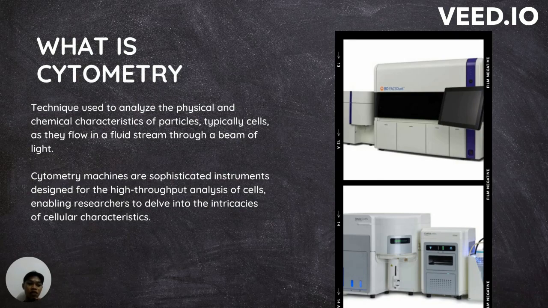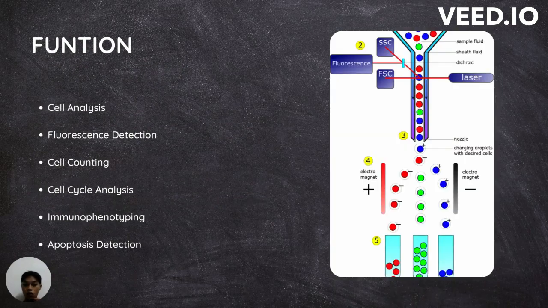Cytometry machines are sophisticated instruments designed for high throughput analysis of cells, enabling researchers to dive into the intricacies of cellular characteristics. So, what are the functions of cytometry? Firstly, cell analysis. Flow cytometry allows for the analysis of cells based on properties such as size, granularity, and fluorescence. Cells are suspended in fluid and pass through a laser beam, and detectors measure the scattered and emitted light.